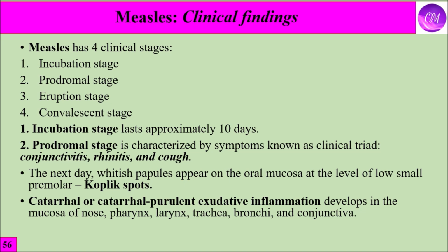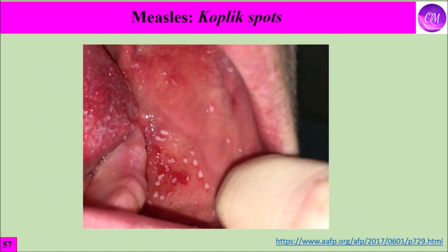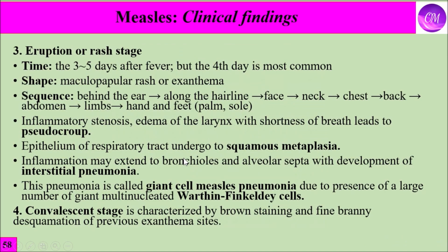Catarrhal or catarrhal purulent exudative inflammation develops in the mucosa of the nose, pharynx, larynx, trachea, bronchi, and conjunctiva. Here's the typical clinical presentation of Koplik spots in the oral mucosa. Then the rash or eruption stage. The time is 3 to 5 days after fever, but the 4th day is most common.